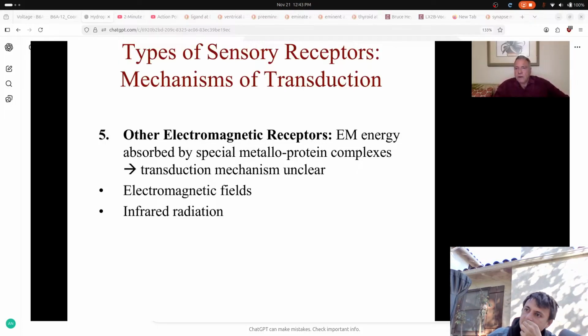Dude, you could build a freaking antenna. What if you could listen to the radio with just a bunch of proteins?